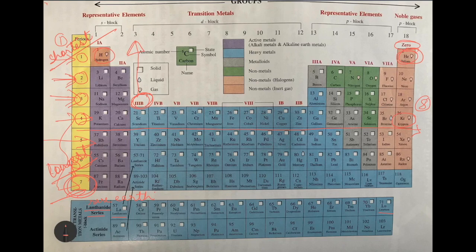And in group 3B, that is group number 3 of the seventh period only, there is a set of elements with atomic number starting from 89, beginning with actinium. These elements are known as actinides. They are also radioactive elements.